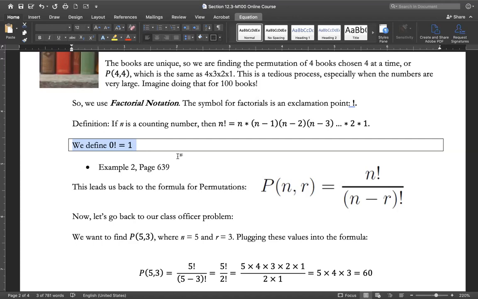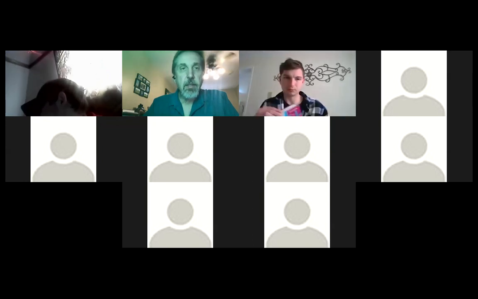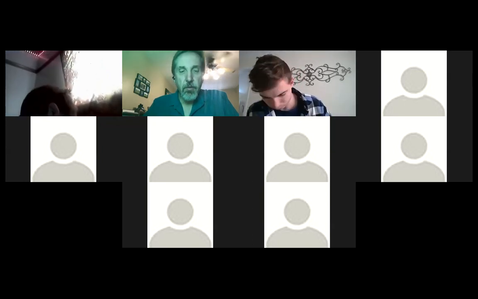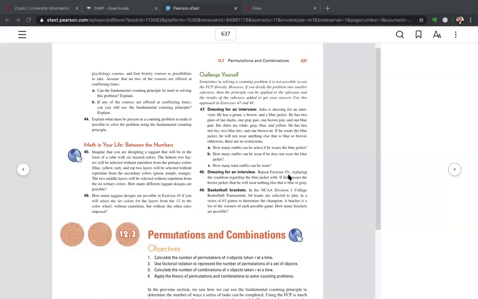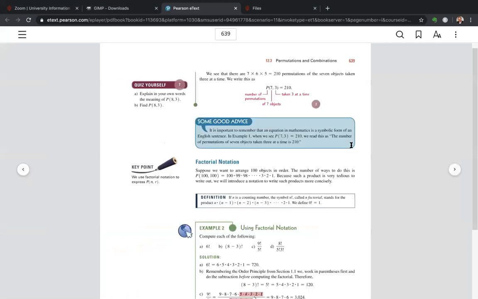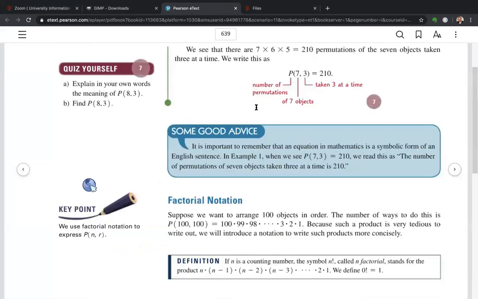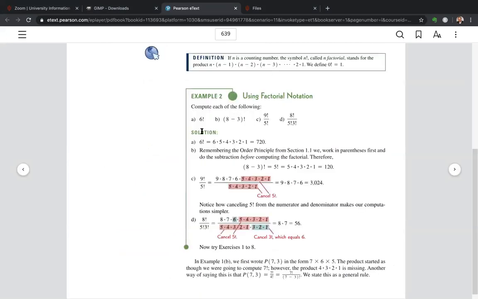So let's go ahead and take a look for a moment at example 2 over on page 639. So I'm going to share the textbook for those of you who might not have it. Hang on, I got to pull it up here. Okay, so back to share screen. Okay, so here's the textbook. That's page 637, 638, 639. Okay, so here we go. We're looking at factorial notation. Let me zoom in on that a little bit, not a lot. Okay. So factorial notation, example number 2.